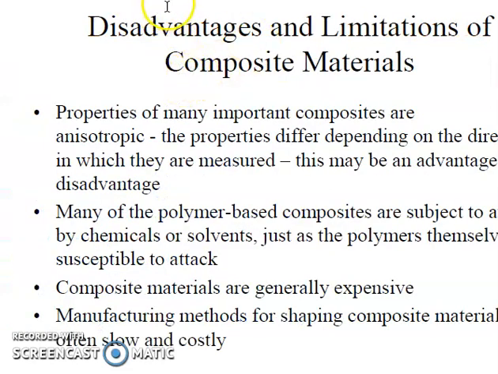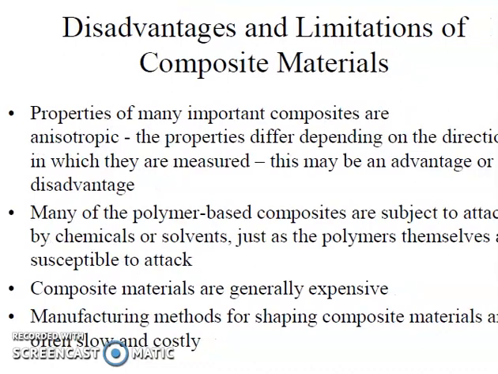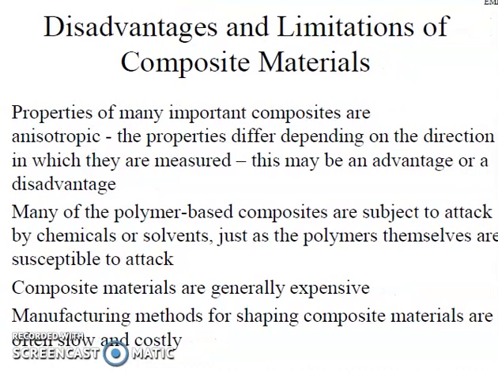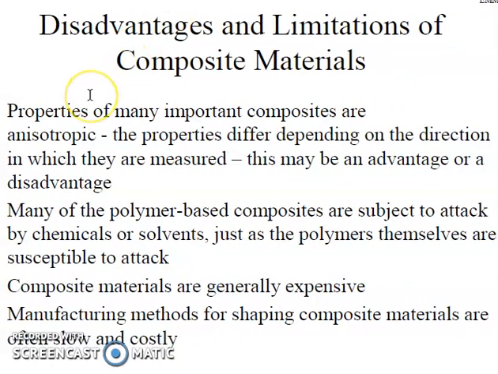Then these composites have certain limitations also. So what are those limitations of composites? The disadvantages or limitations include: properties of many important composites are anisotropic. That means they are only oriented along certain directions. They are not uniform in all directions. So properties differ depending upon the direction in which they are manufactured or measured. This may be an advantage, or sometimes it may be considered a disadvantage of composites also.